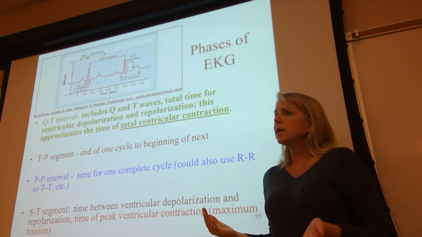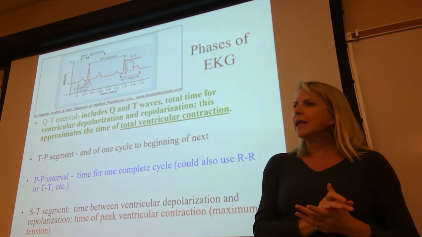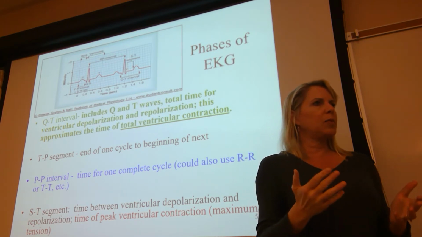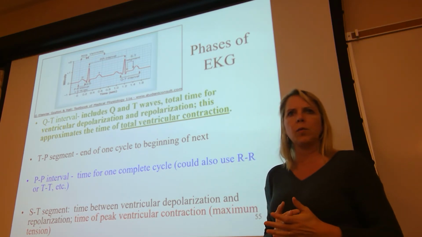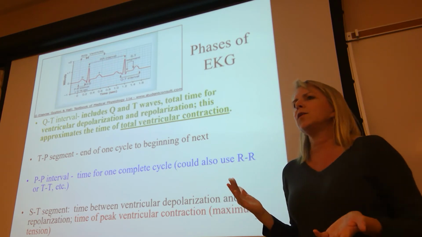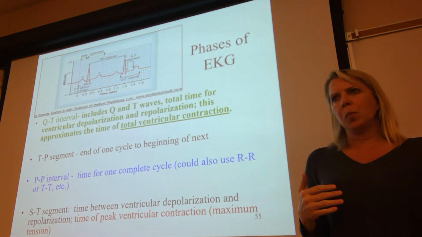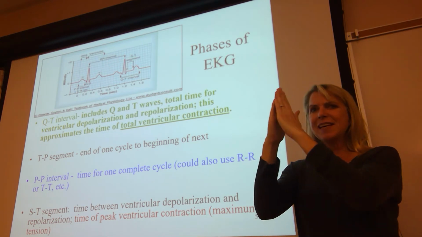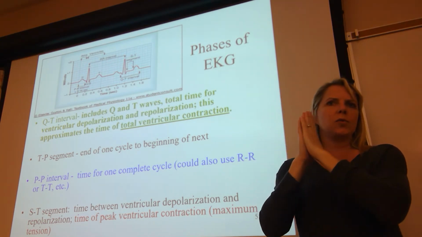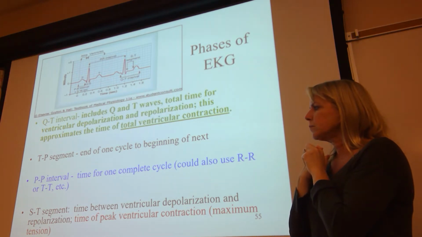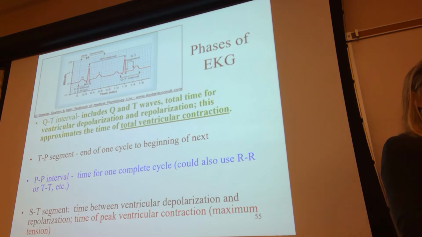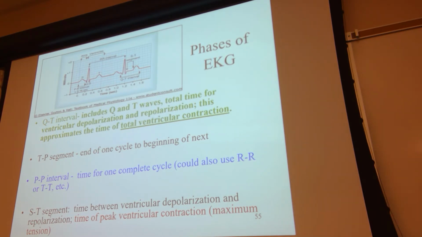And in fact, last week, I did have you calculate your R to R interval, didn't I? And I said that represented one cardiac cycle, one beat. Why did I use R to R? Why didn't I do P to P? Well, the R's are prominent. It's easy to see. That's why I chose R to R. And then the ST segment, as I said earlier, that represents when the ventricles are contracting and we're getting stroke volume.